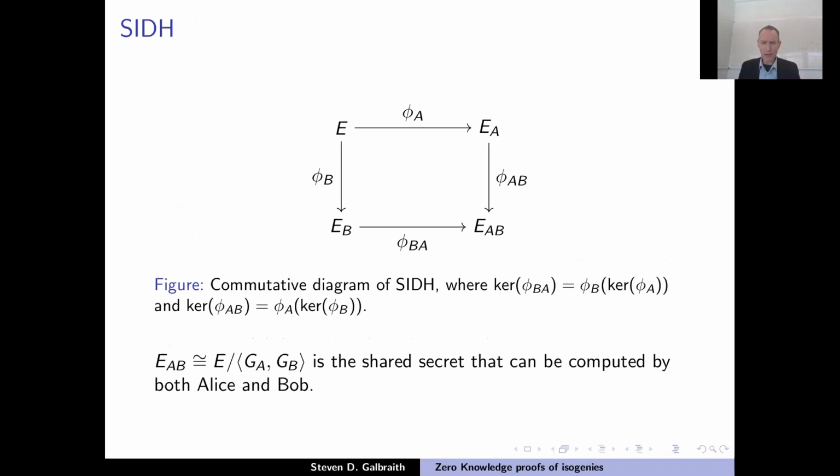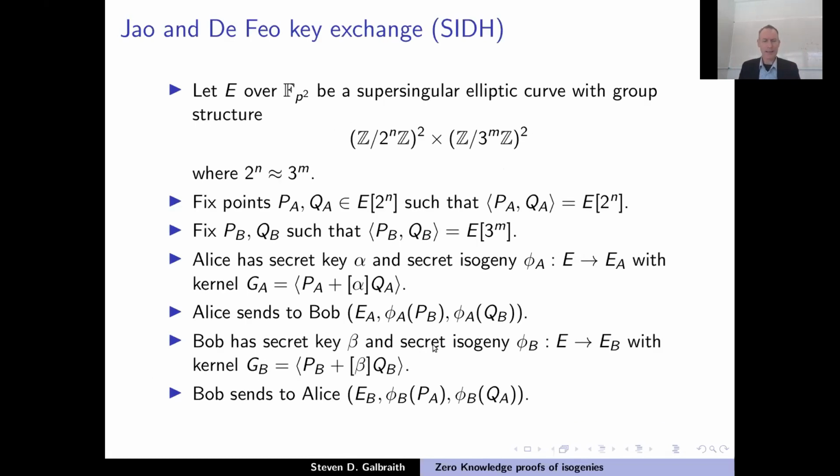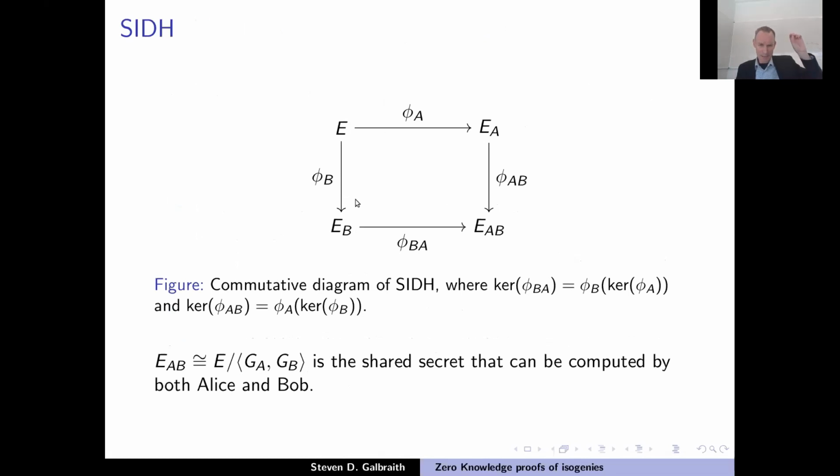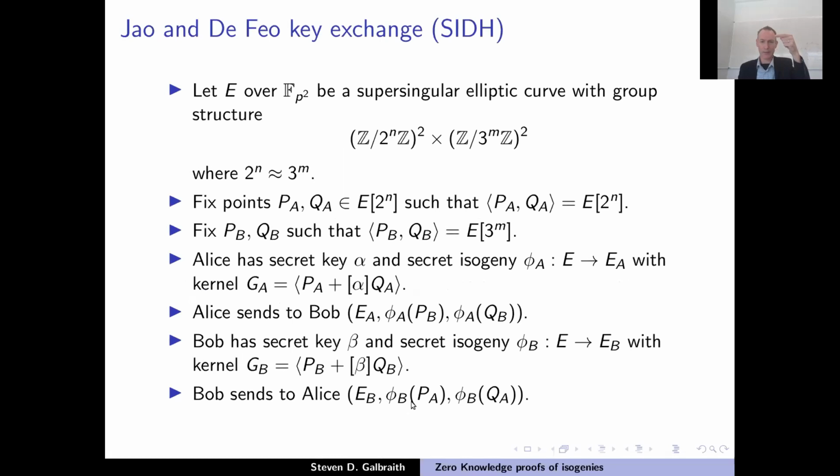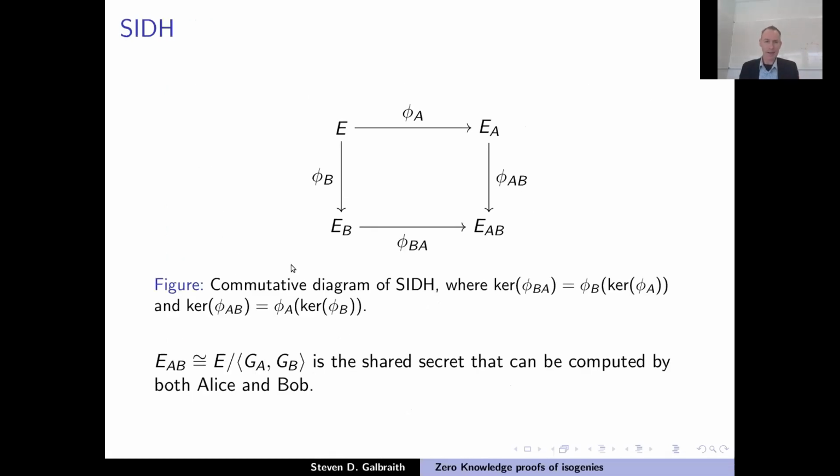And the reason why you send this extra information, these extra points, is that it allows this commutative diagram to be formed. So Alice knows the vertical line at the top. She knows phi A. But Bob gives her enough information to push the kernel down through phi B so that she can compute the second horizontal arrow. She chooses her arrow first, and then from the information Bob gives, because Bob gives these points, phi B of PA and phi B of QA, she can compute the image of GA, her subgroup. She can just compute phi B of GA. And that kernel gives her the bottom horizontal arrow.